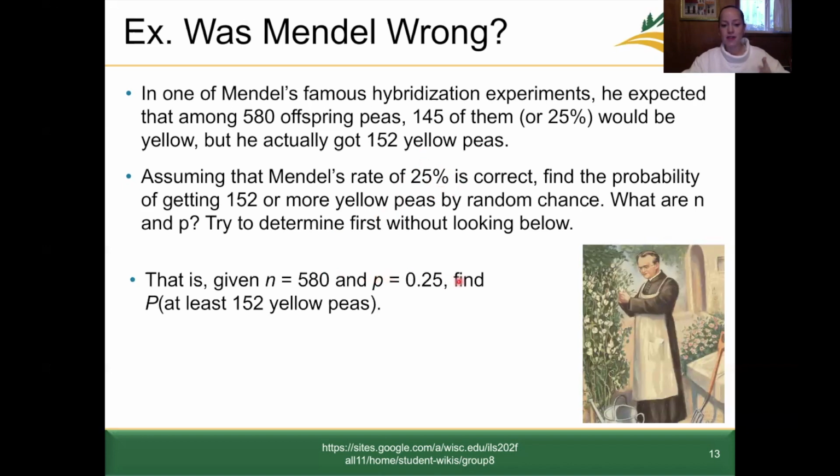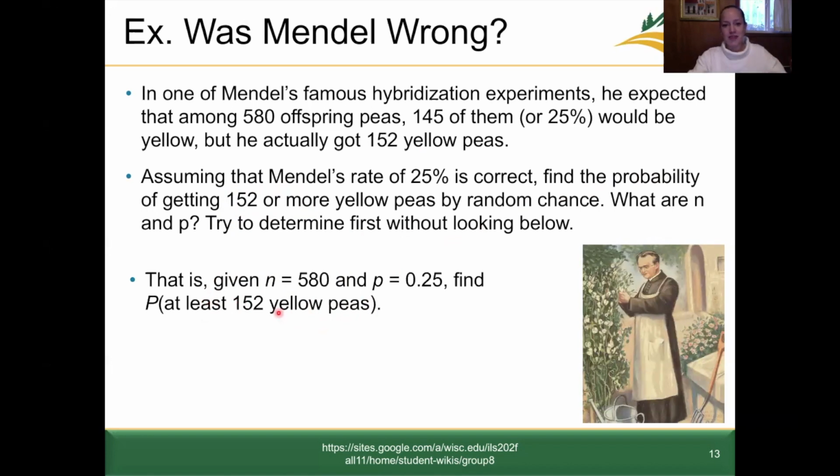We want to find the probability of at least 152 yellow peas. Why is this at least 152 yellow peas? Well, because in the question we're asked to find the probability of getting 152 or more yellow peas by random chance. So 152 or more is the same thing as thinking along the lines of at least 152 yellow peas.